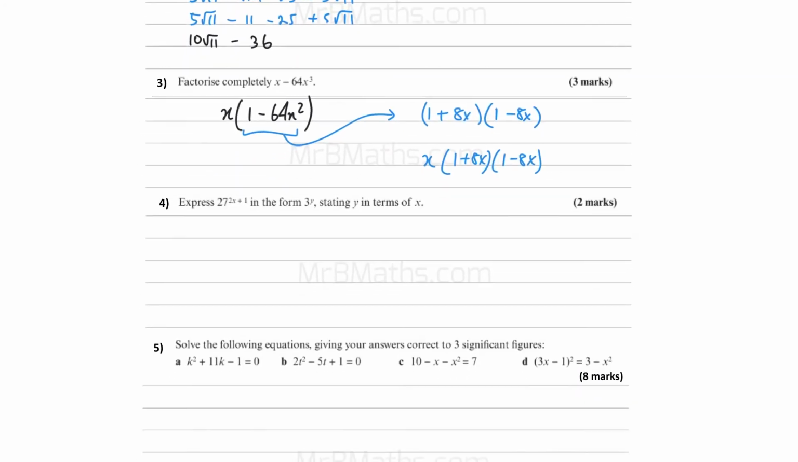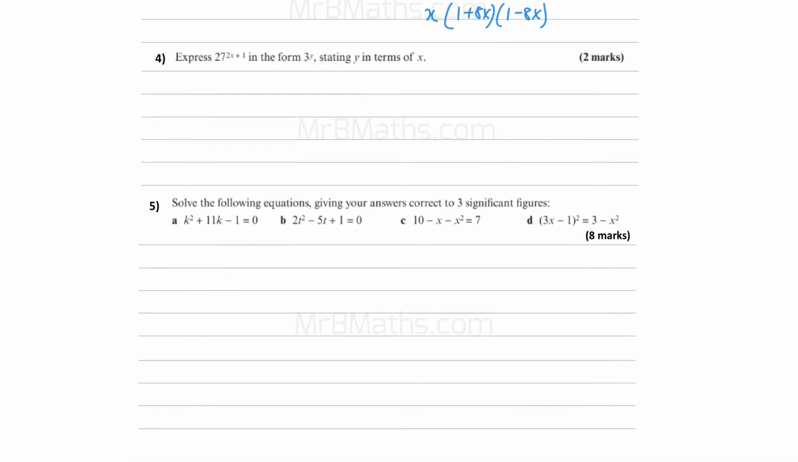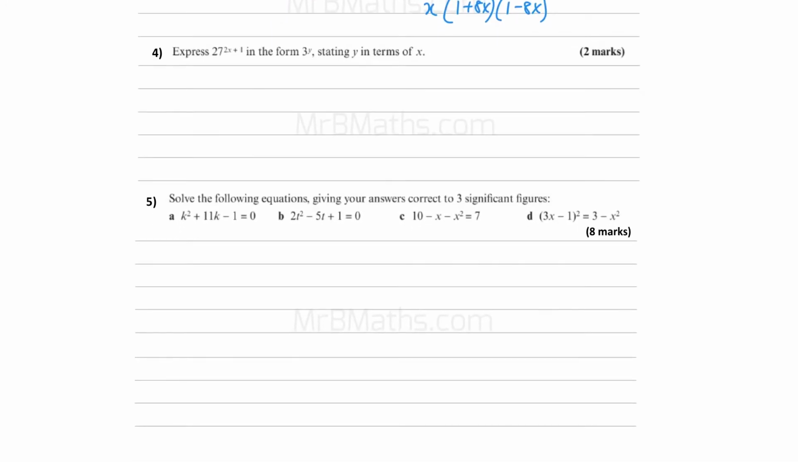Okay, moving on to question 4. Express 27 to the 2x plus 1 in the form of 3 to the power of y. So we need to express 27 to the base of 3, and that would of course be 3 to the power of 3. And then we've got our 2x plus 1 here as well. If we then expand that, we end up with 3 to the power of 6x plus 3. We're asked the value of y, so we just need to state that y is 6x plus 3.